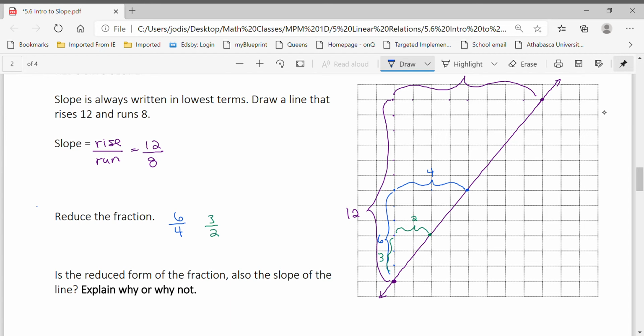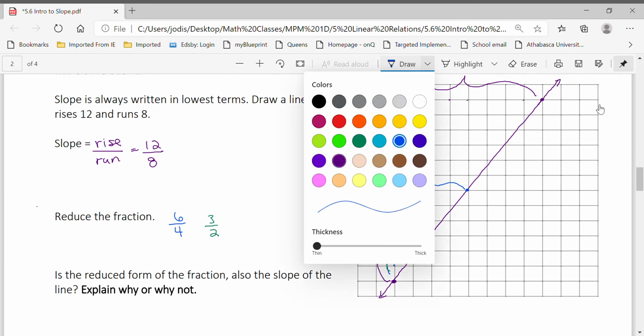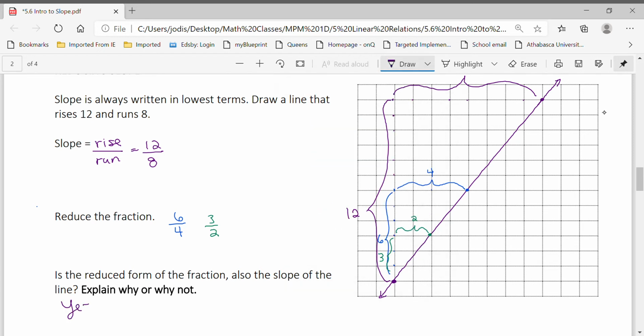Is the reduced form of the fraction also the slope of the line? Explain why or why not. Definitely it is. Yes. It's a reduced ratio of the rise to the run. So we always want to put them in lowest terms, but whether you're given one that is or isn't in lowest terms, it would still work out the same way.